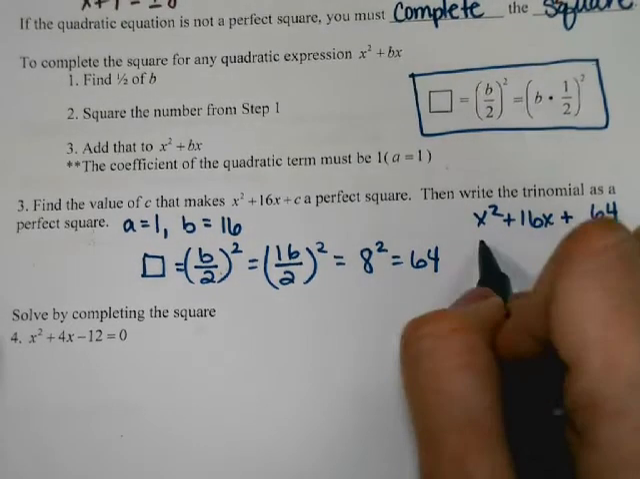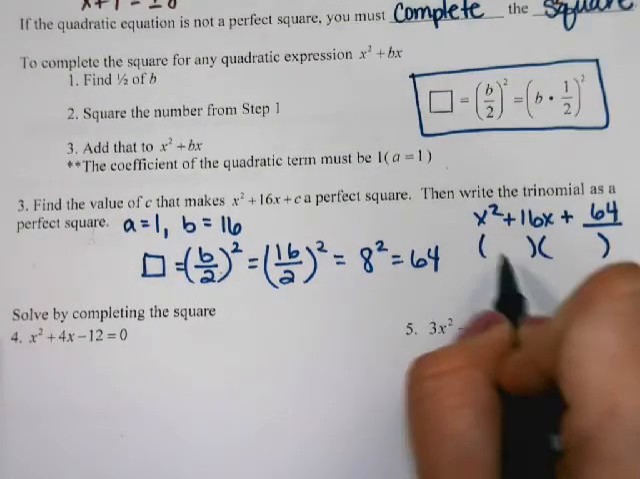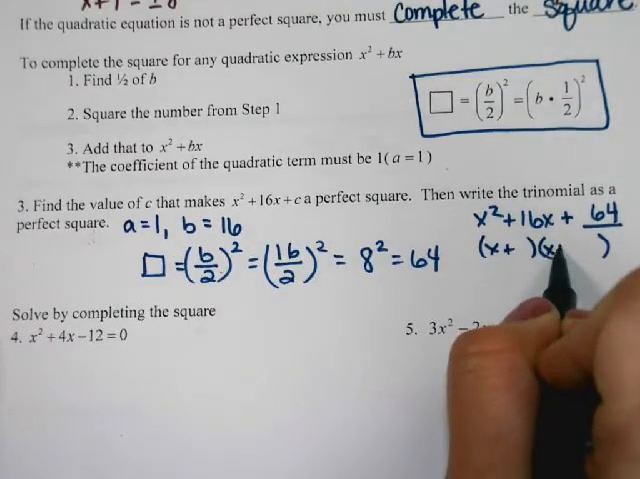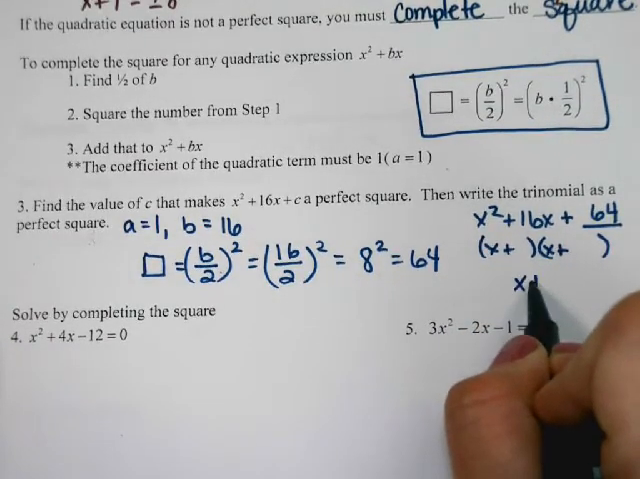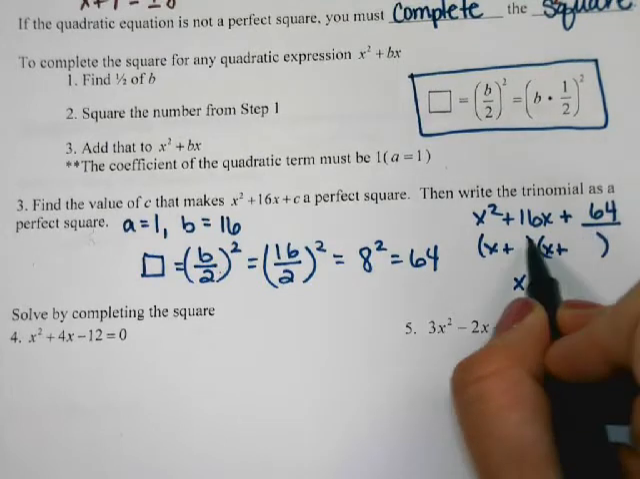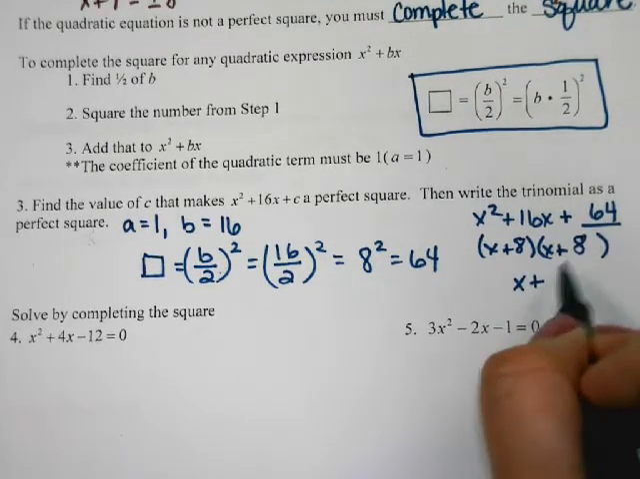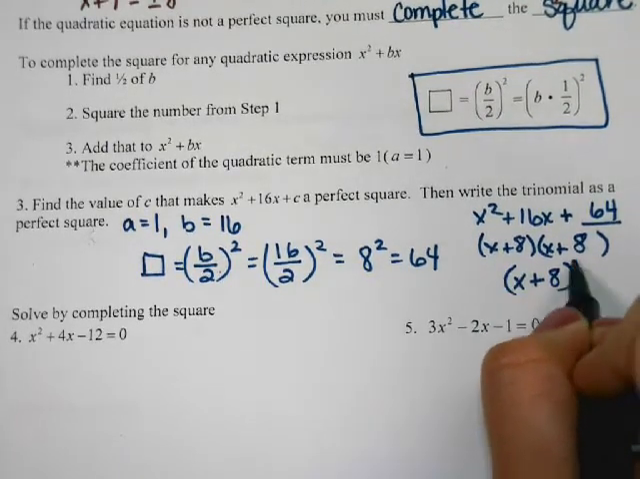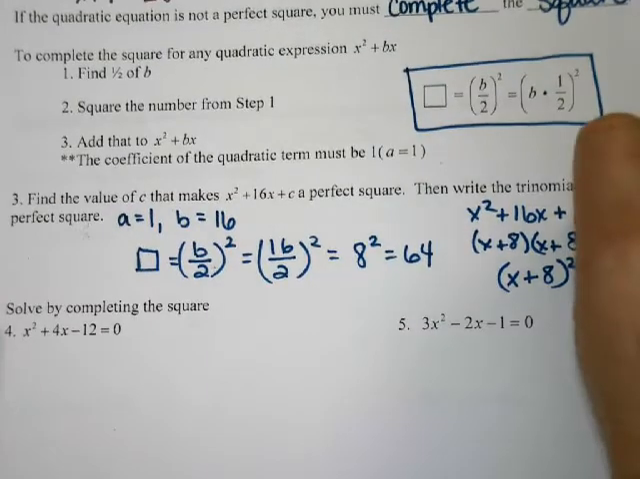So in order for this guy to factor nicely into two terms, or two factors, that are exactly the same, that value would have to be 64. So this is really what we're looking for.